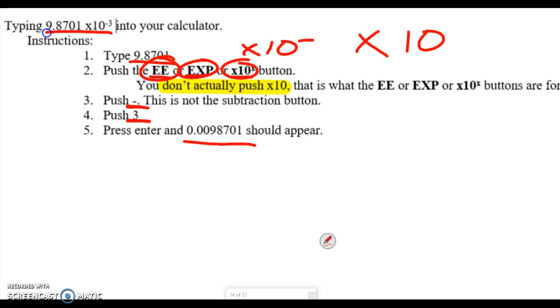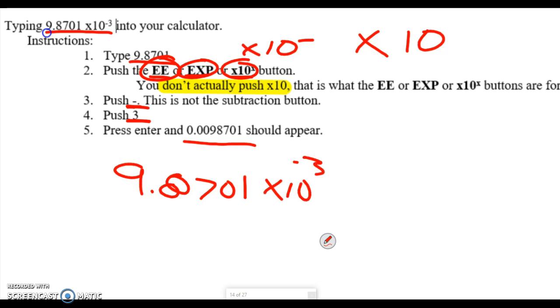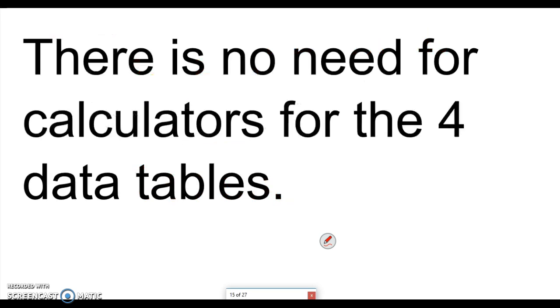Some calculators are a little bit weird, and what they will do is they will actually show you 9.8701 times 10 to the third. They'll actually show you that instead. So either way, as long as things seem like they're working all right, you're good. If not, come in for help and we can help you with that.